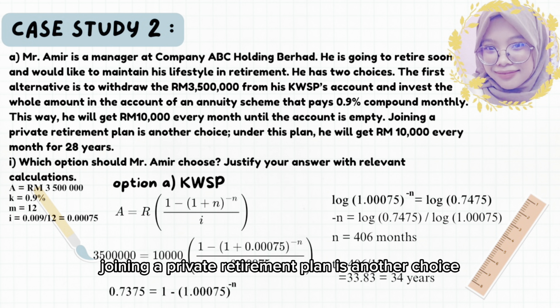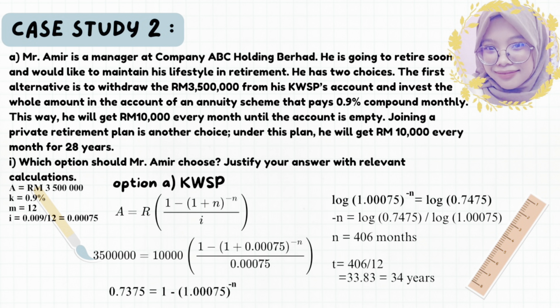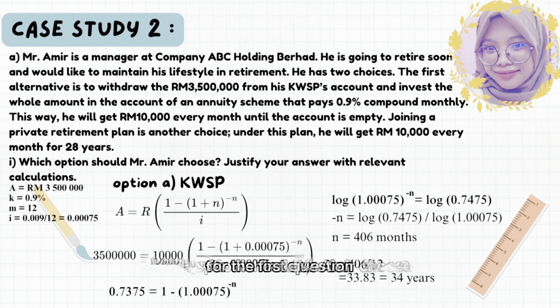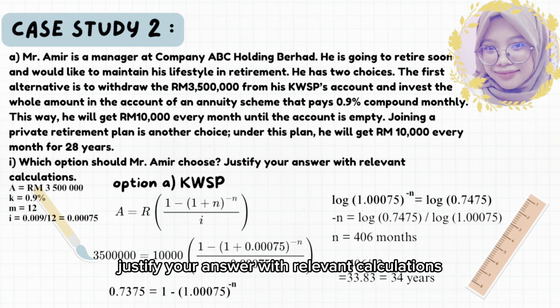Joining a private retirement plan is another choice. Under this plan, he will get 10,000 ringgit every month for 28 years. For the first question, which option should Mr. Amir choose? Justify your answer with relevant calculations.